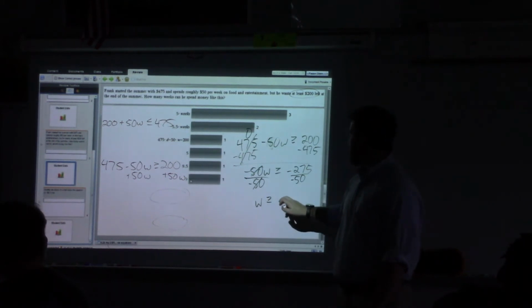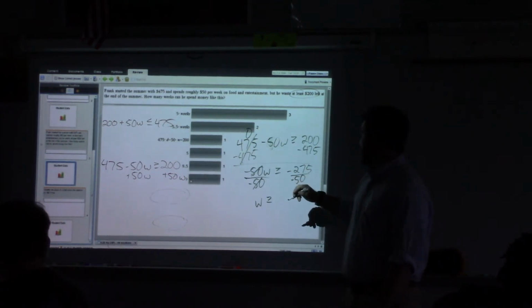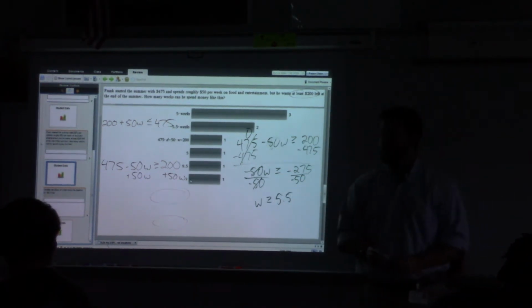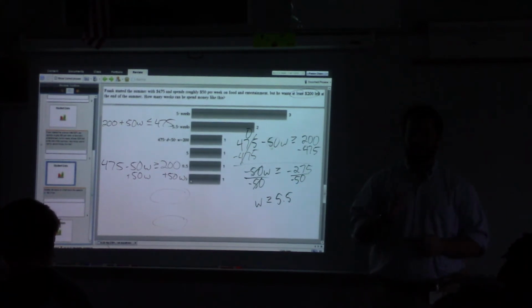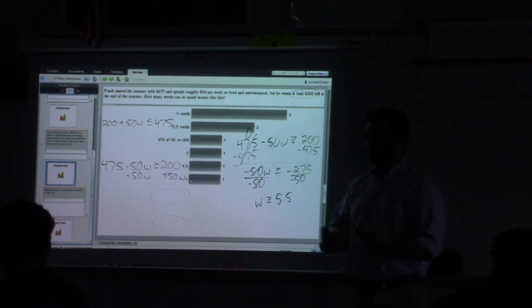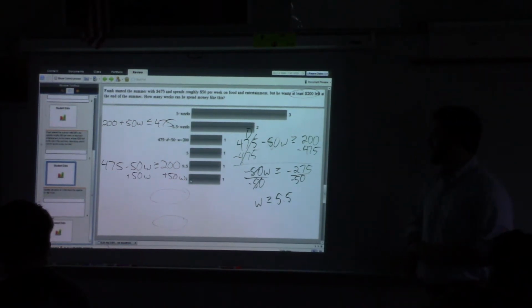So W is greater than or equal to, I believe that is 5.5. All right, is that correct? Yes. We have to swap the inequality sign? Yes. Okay. So remember, you can memorize that rule of having to reverse the direction of the inequality. So good catch on that.